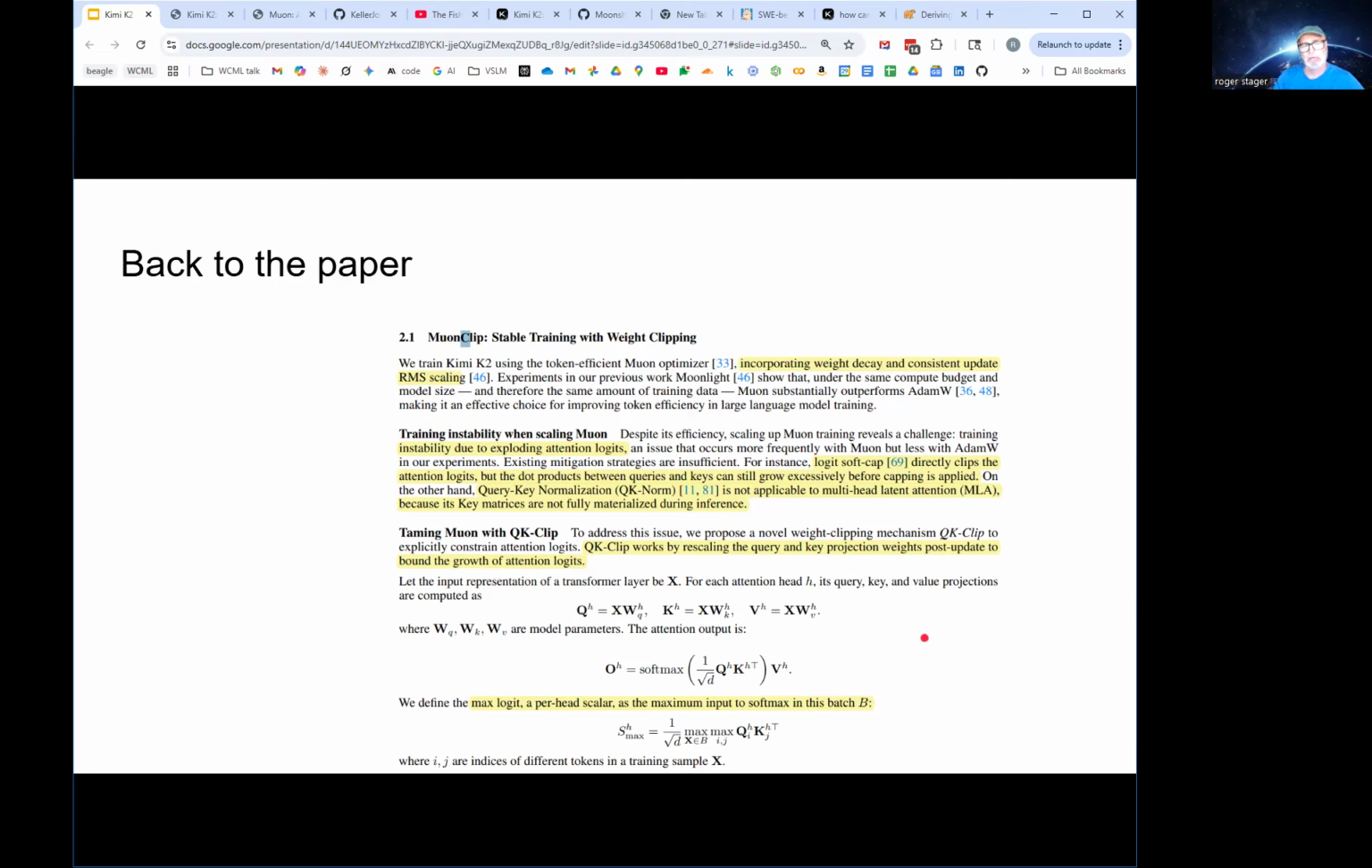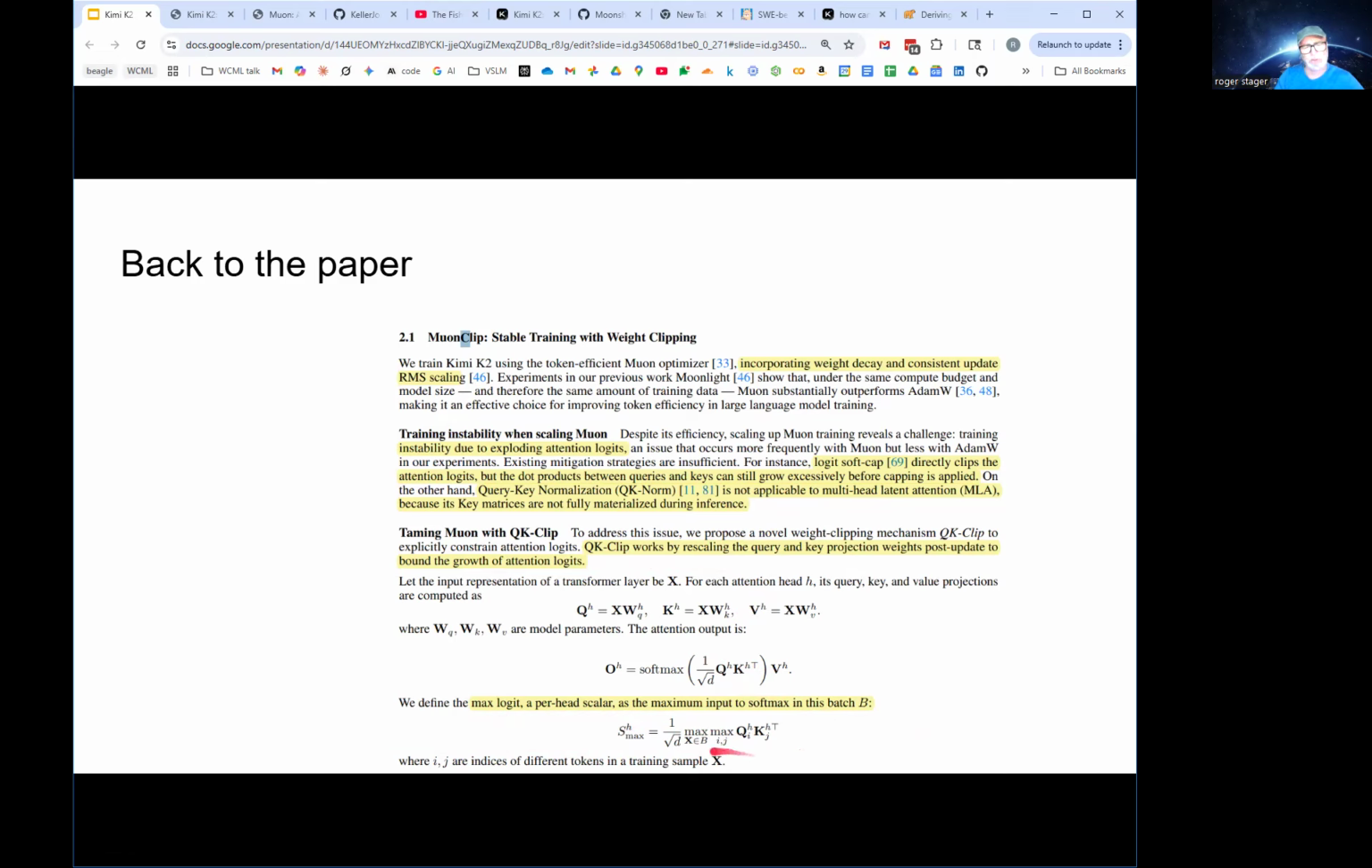Like overly simple, they just do a hard clip, but they don't do a clip on the query or the key. They do a clip on their product, so the logits into the softmax, max logit per head scalar. They're scaling each head so that they limit the size of this product, the maximum logit size, and I guess I didn't notice this before.